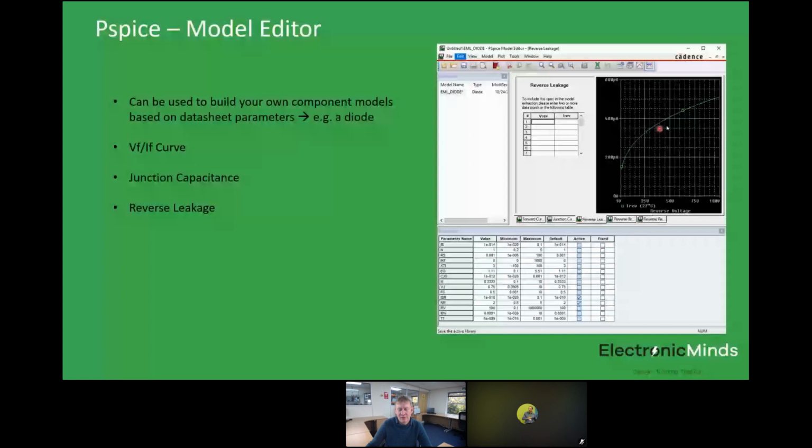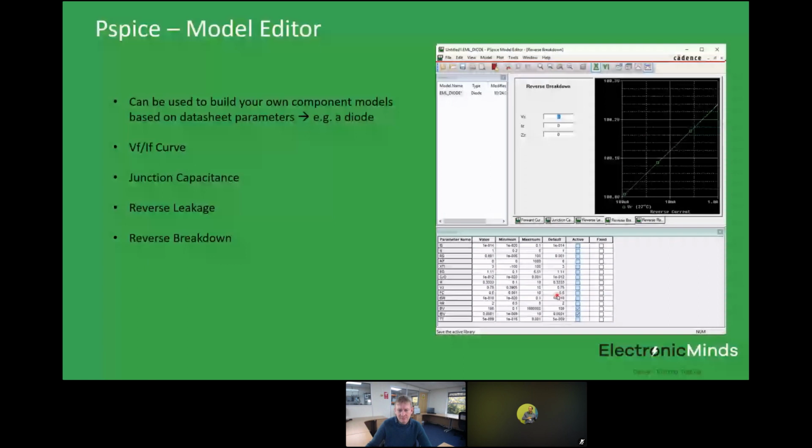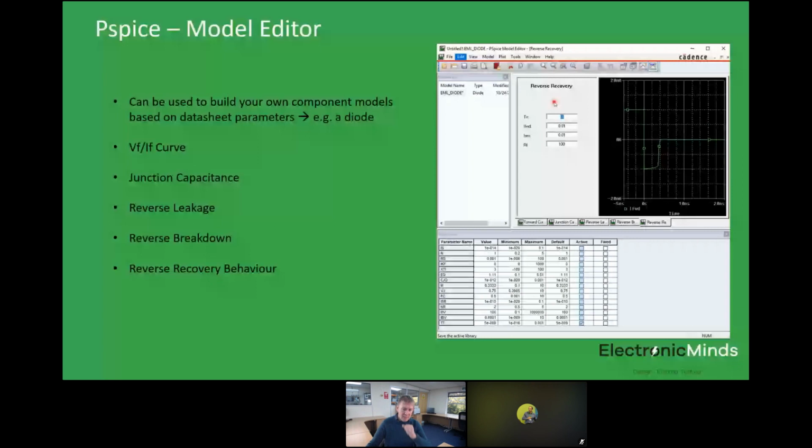So moving on, we can look at reverse breakdown specified here. And I think the last one, this is one that's been really useful for us, reverse recovery behavior. You can specify the reverse recovery time based on a certain forward conducting current here. You can specify the maximum reverse recovery current here, the reverse recovery time, so how long it takes to recover, and this RT factor gives you the ability to control the softness of the recovery. By changing RT, you can make it a very fast recovery diode, which might be a bit snappy, or you can make it very soft recovery, which will give you a softer recovery but burn a bit more power.